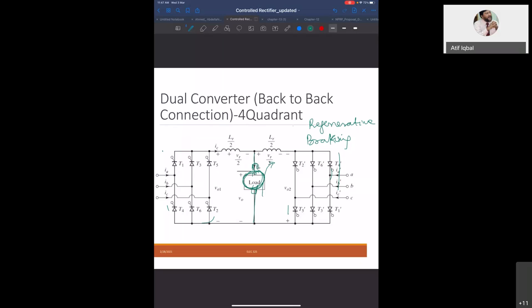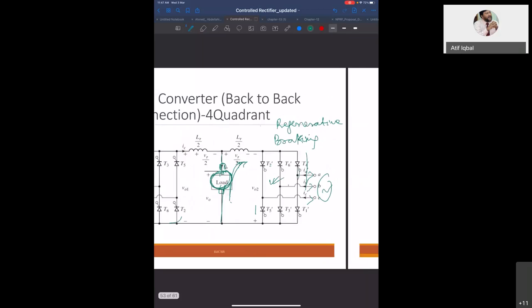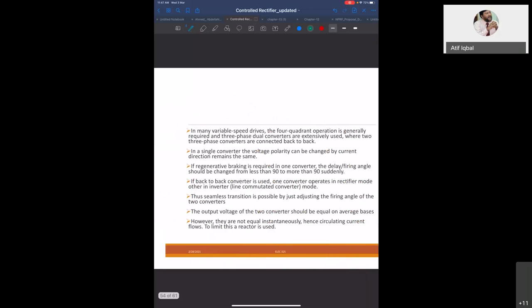But we can get the regeneration by turning on this thyristor module, and the current will flow like this and go to the grid. So in regenerative braking we use this kind of converter. This is what is explained.